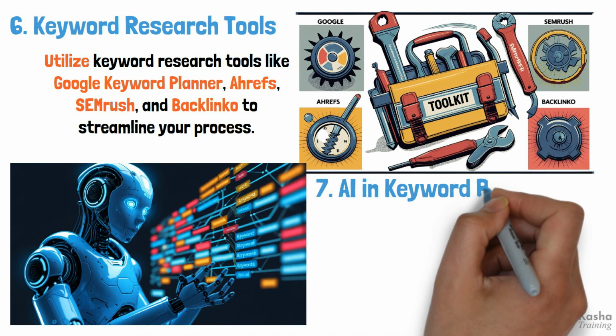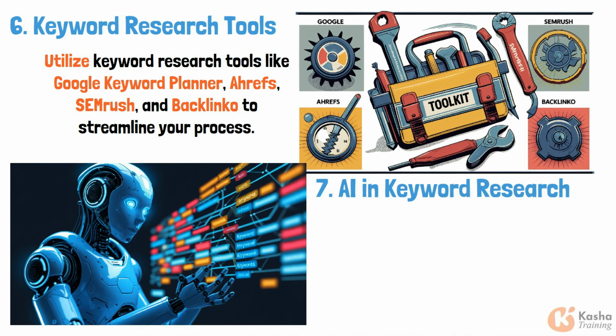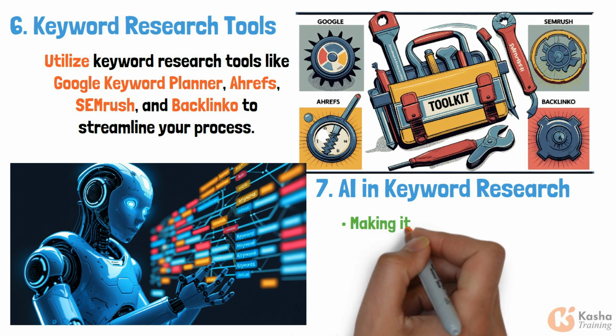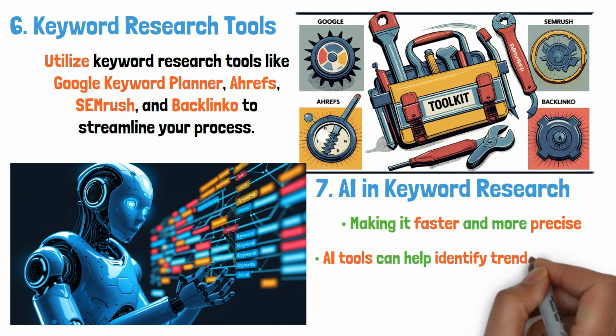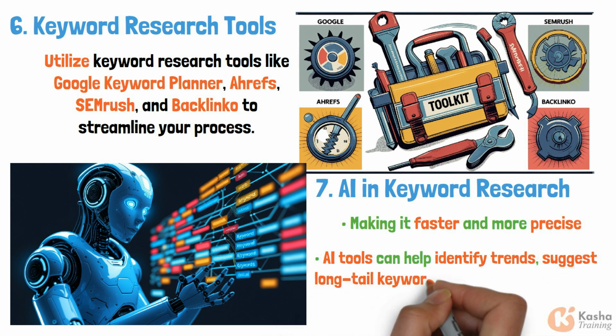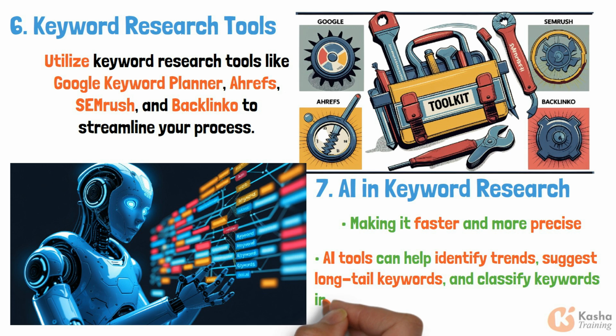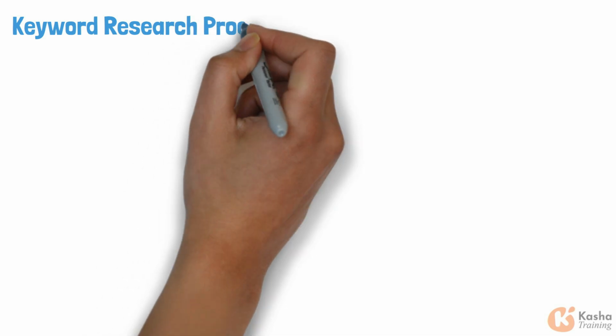7. AI in keyword research. Generative AI is changing the landscape of keyword research by making it faster and more precise. AI tools can help identify trends, suggest long-tail keywords, and classify keywords into intent groups, ensuring your content is highly relevant and effective. Keyword research process chart.